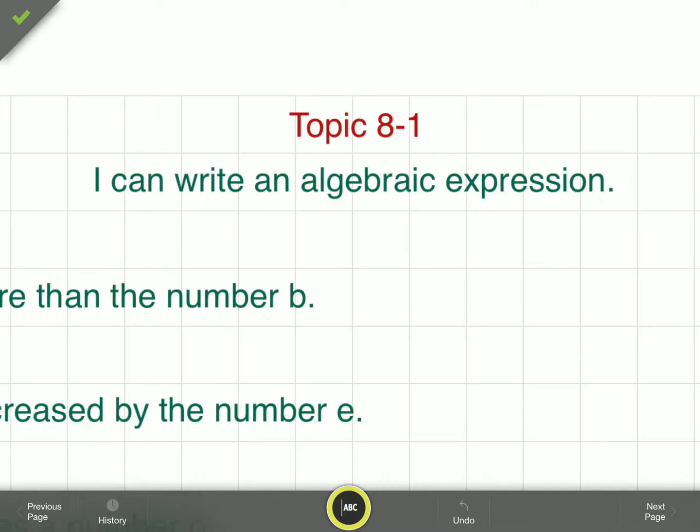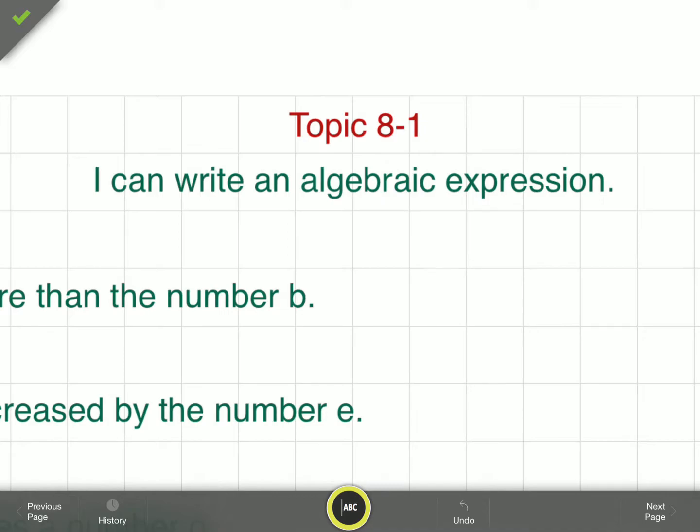I have examples of different word phrases that you are going to see and try and decide how to write your expression. We will be using addition, subtraction, multiplication, and division, and sometimes they will even be in the same expression together. Let's look at our first one.